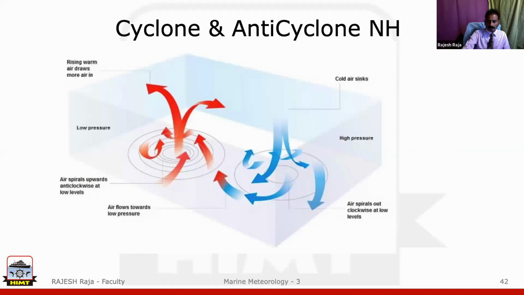Now this is what happens for you in the northern hemisphere. Air spirals inwards towards the center in a low pressure, and in a high pressure, air from the top comes down and diverges. So that is why a low pressure is called a place of converging air, and high pressure is called a place of diverging air.